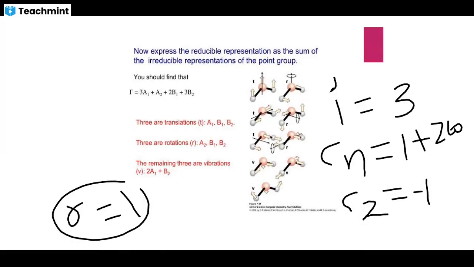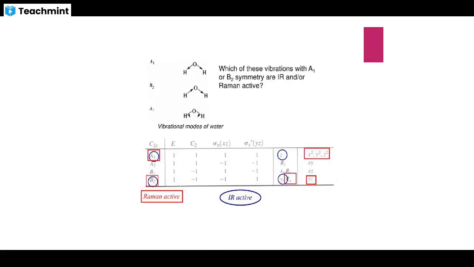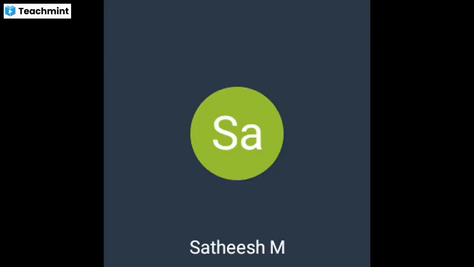There you should know the reducing formula, one-fourth like that. I'll tell you in a separate example. These are translations x, y, z, and Rx, Ry are rotational. Okay, I will tell you examples of how to do IR active and Raman active.